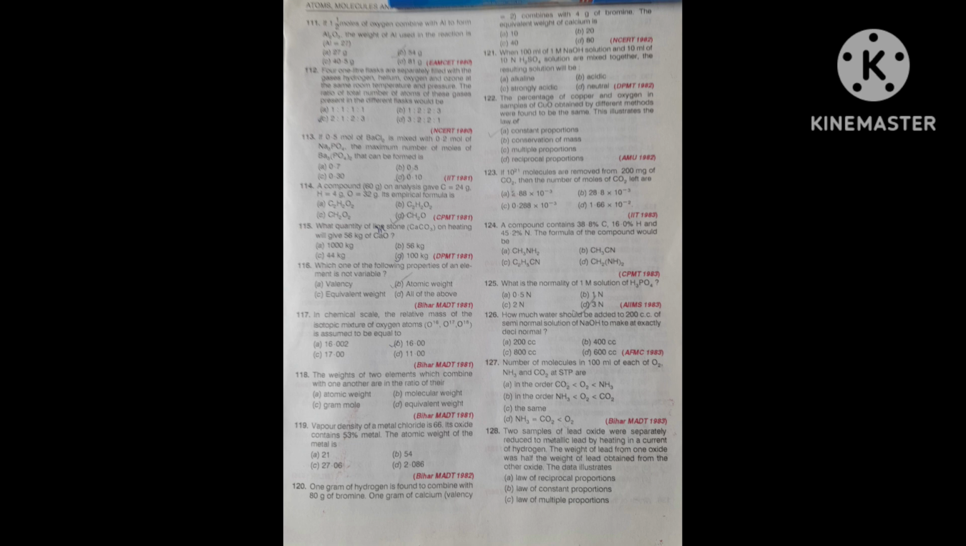Now the next question, question number 128. Two samples of lead oxides were separately reduced to metallic lead by heating in a current of hydrogen. The weight of lead from one oxide was half the weight of lead obtained from the other oxide. The data illustrate, options are given.